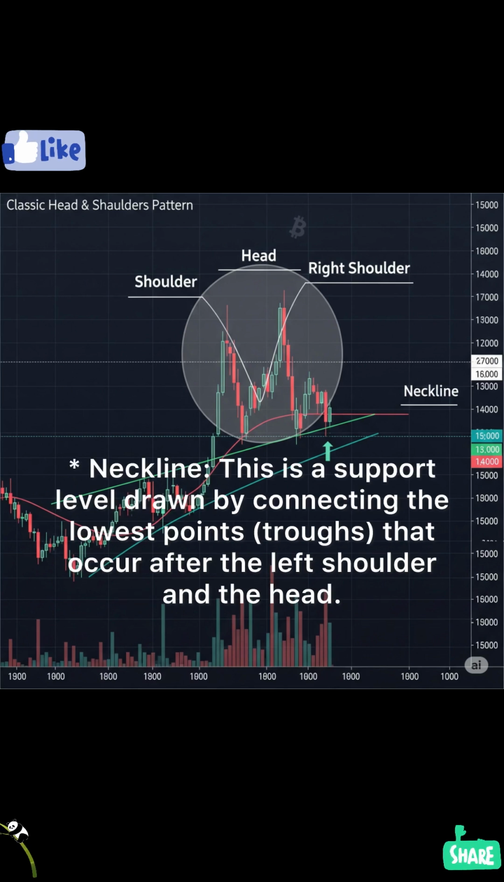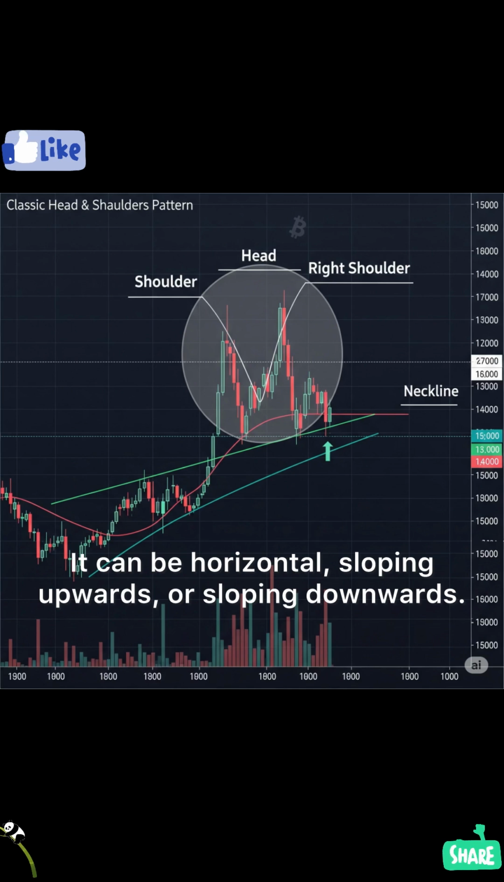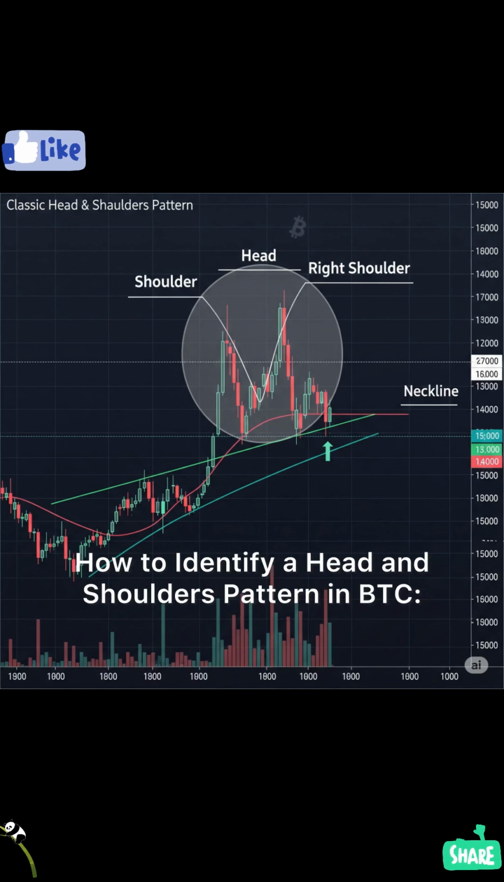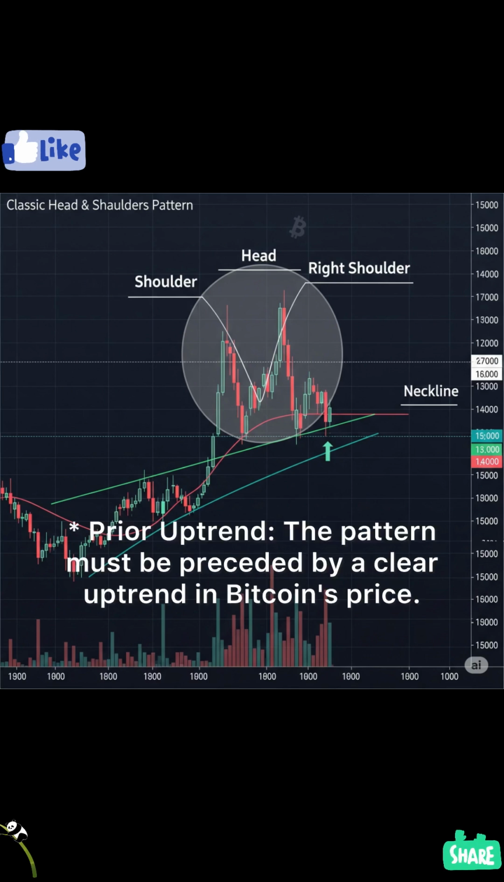Neckline: this is a support level drawn by connecting the lowest points, troughs, that occur after the left shoulder and the head. It can be horizontal, sloping upwards or sloping downwards. How to identify a head and shoulders pattern in BTC. Prior uptrend: the pattern must be preceded by a clear uptrend in Bitcoin's price.